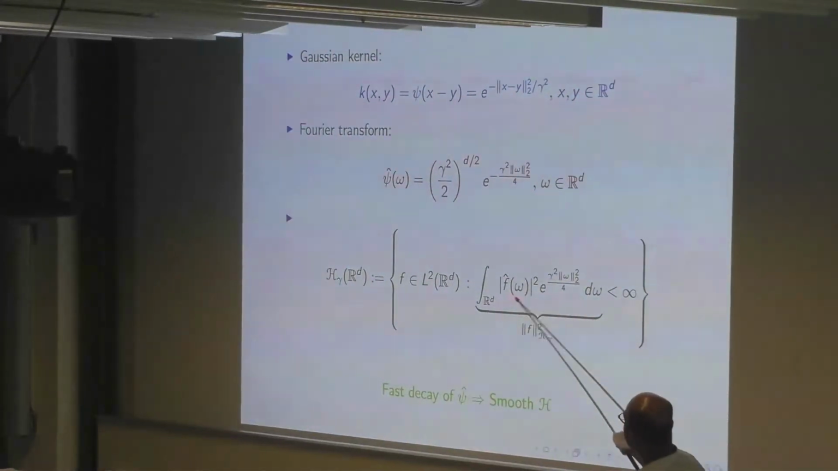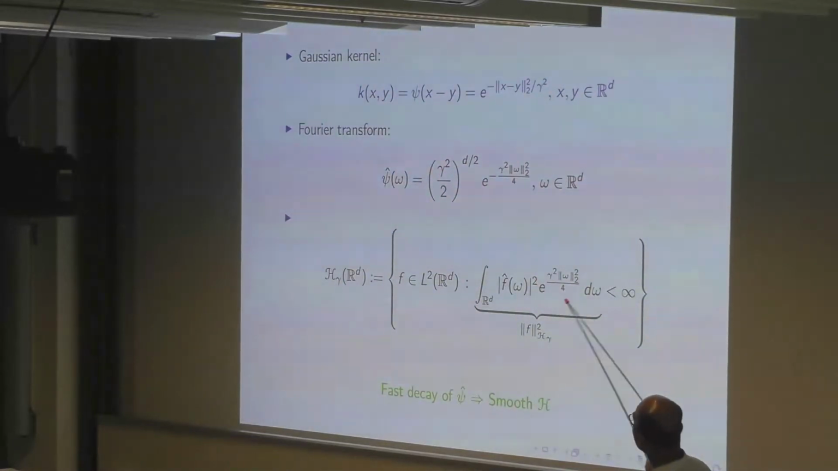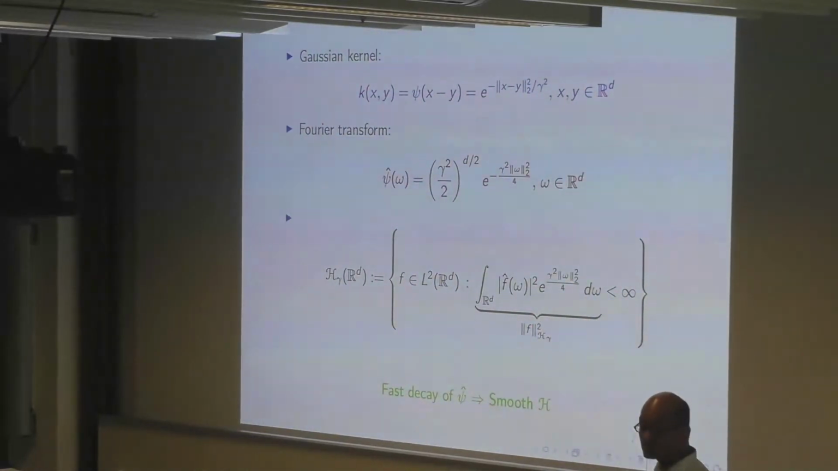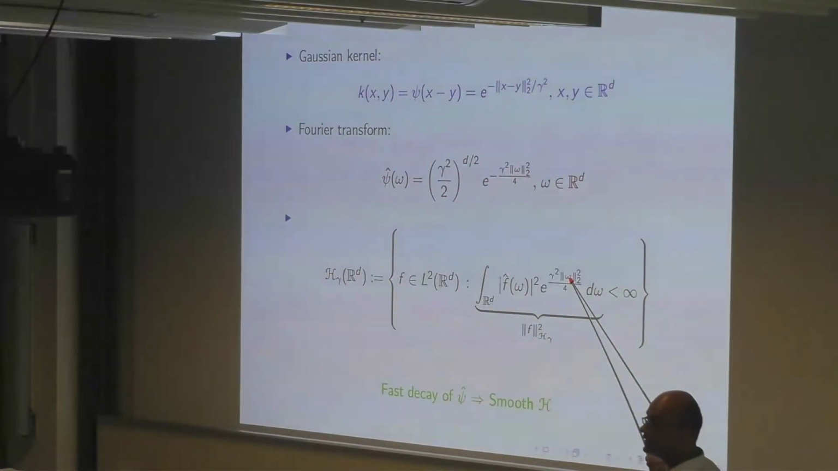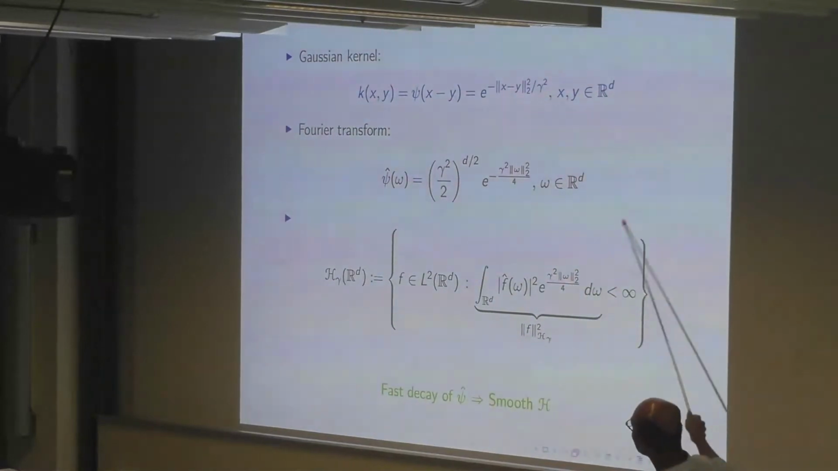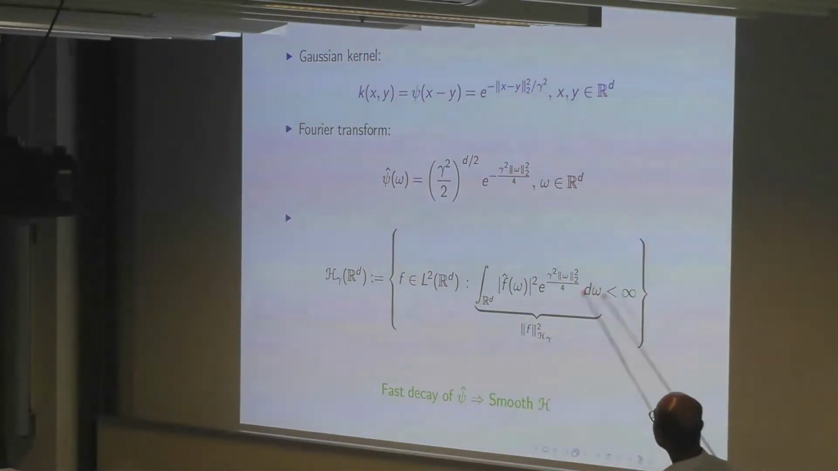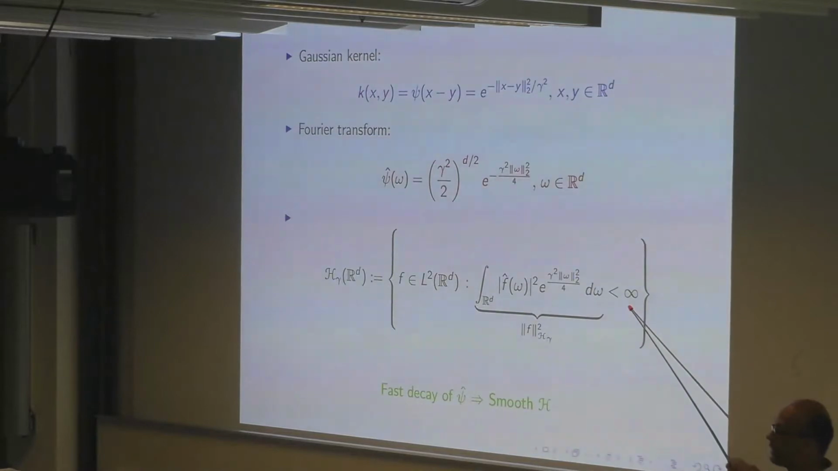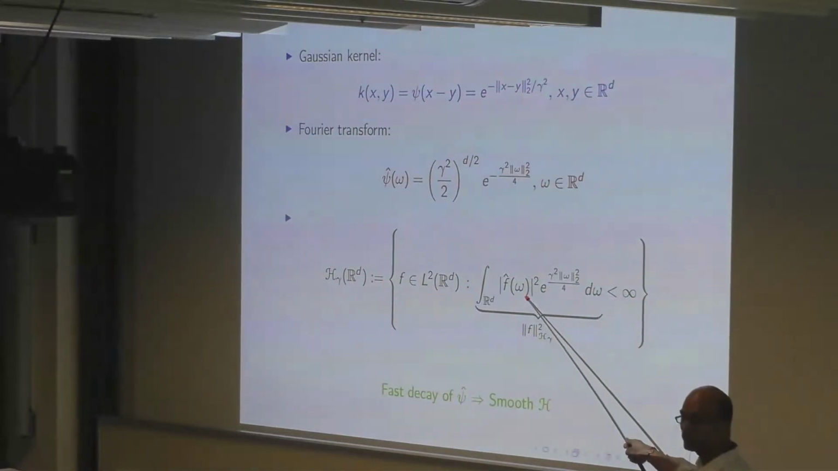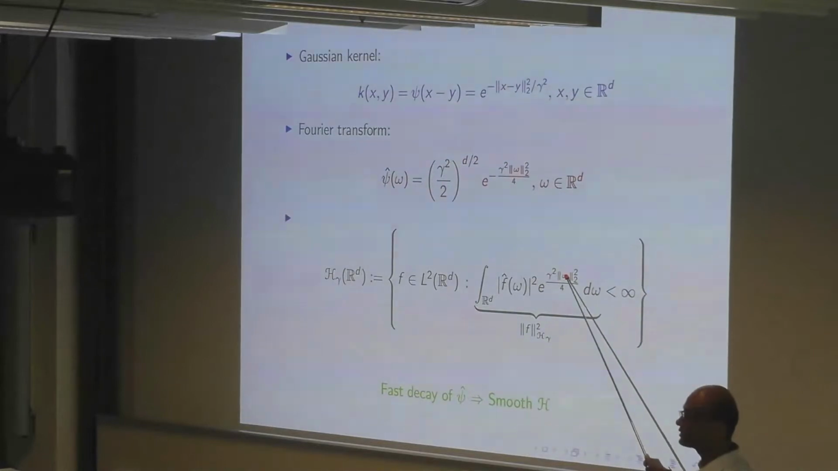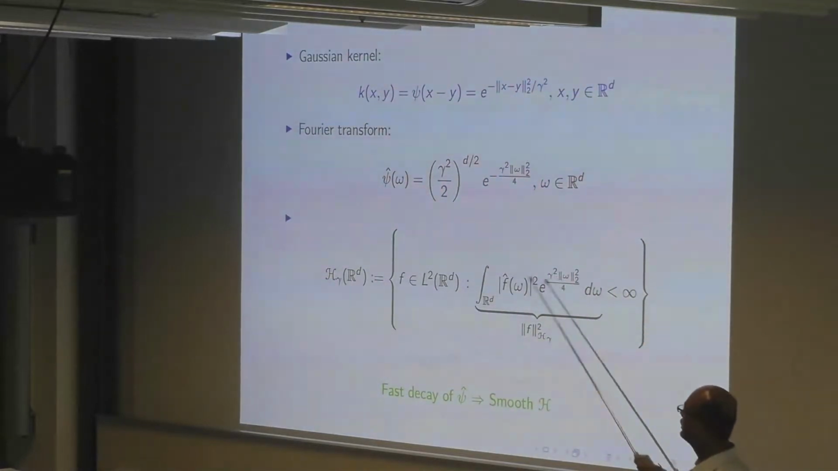Here I am taking the Fourier transform of the function, squaring it, and multiplying by this exponential function. As you can see, as omega goes to infinity, this function grows really, really fast, right? So this function grows very fast, but still I want this integral to be finite. For this to be finite, I want this f hat of omega to go to 0 pretty fast. It should in fact go to 0 much faster than this stuff, right?